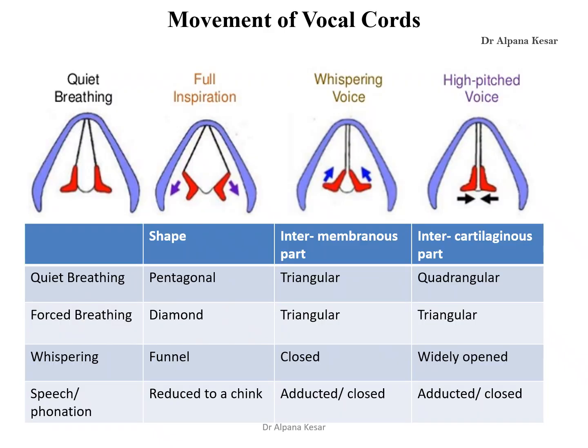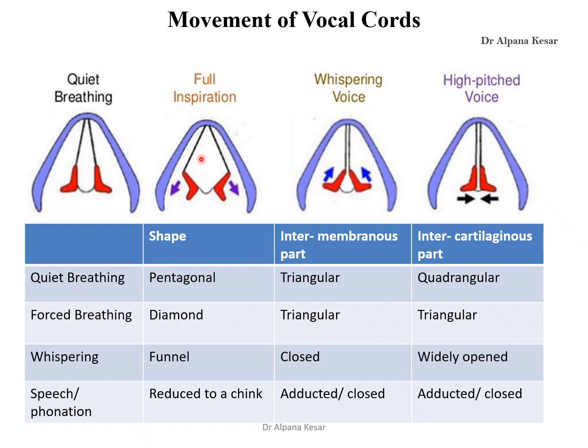Movement of vocal cord takes place to bring about changes in the shape of the Rima Glottidis. The Rima Glottidis has two parts, the intermembranous part which is present between the two vocal cords and the intercartilaginous part which is present between the vocal processes of the arytenoid cartilages. During quiet breathing, the intermembranous part is triangular in shape and the intercartilaginous part is quadrangular in shape, so that the entire shape of the Rima Glottidis is pentagonal.